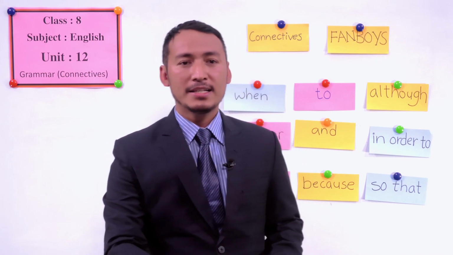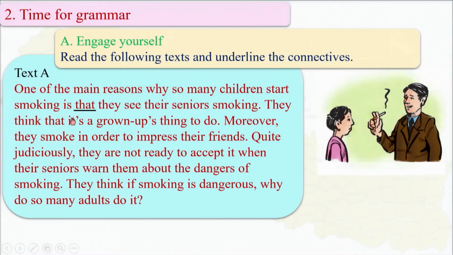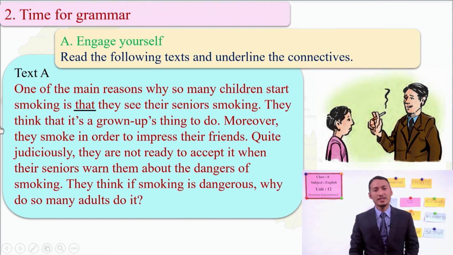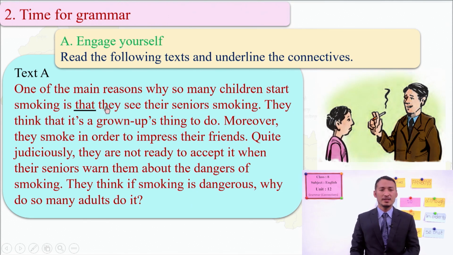Now let's look at the text once again, see the sentences, what they have in their meanings. So look at this sentence here. One of the main reasons why so many children start smoking is that they see their seniors smoking. Can you see this? Another sentence is attached to the first one. The first sentence is, so many children start smoking in their childhood. So the reason is that they see their seniors smoking. So we have an attached sentence here.